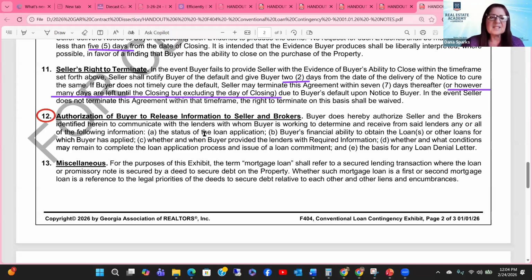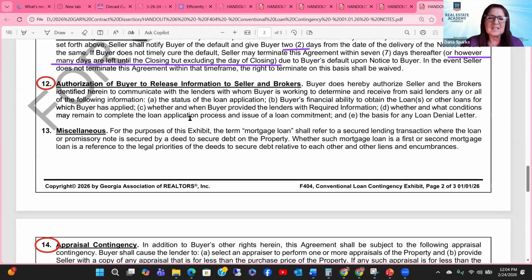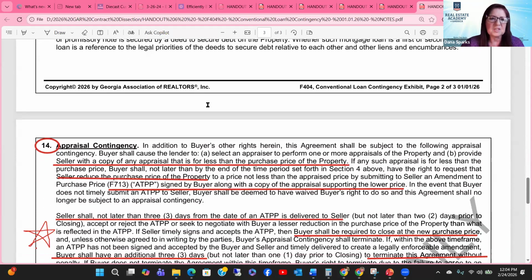Additionally, this does authorize the lender to release information to both agents and the sellers if they ask. The buyer is giving them permission. They don't always do that, but the buyer is giving them permission there.